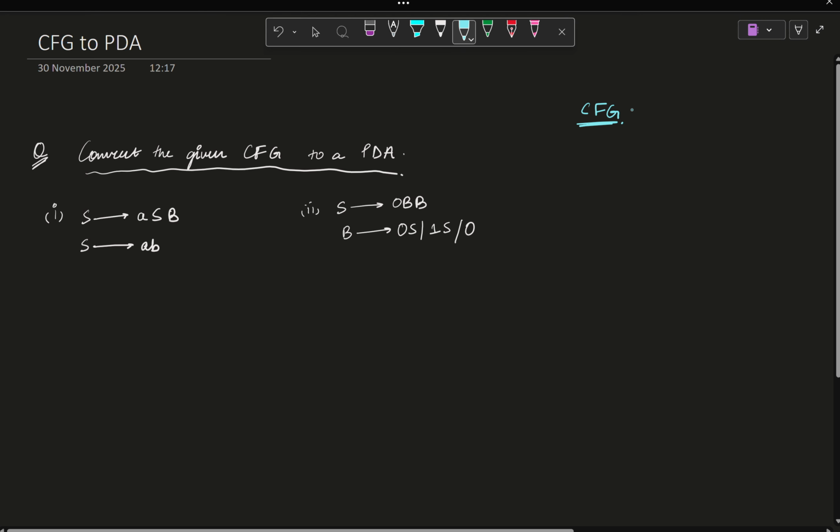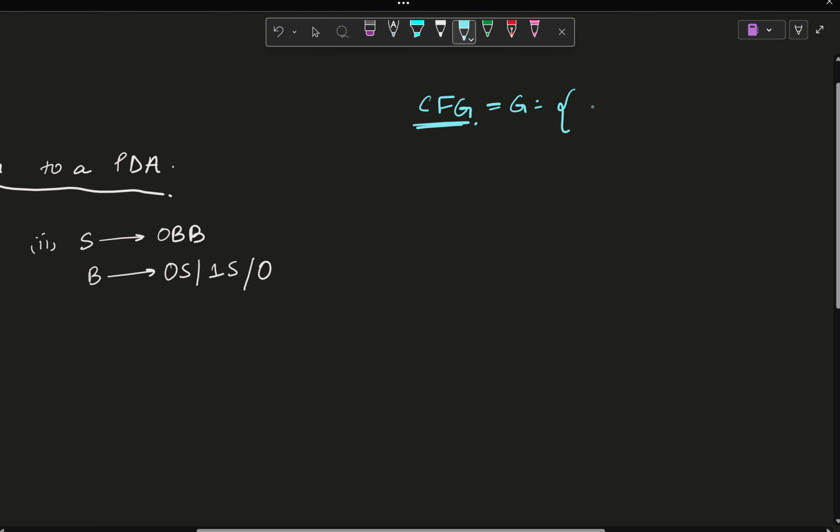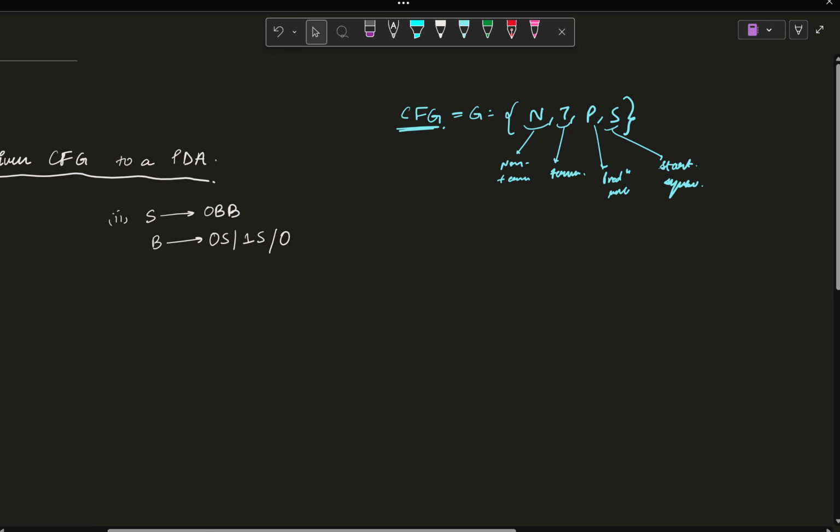It refers to a four-tuple, usually denoted by G, and it is given as N, T, P, S, where N is the set of non-terminals, T is the set of terminals, P is the set of production rules, and S is just the start symbol. And today we are going to be learning how to convert this CFG, which generates the CFL, which is often known as context-free language.